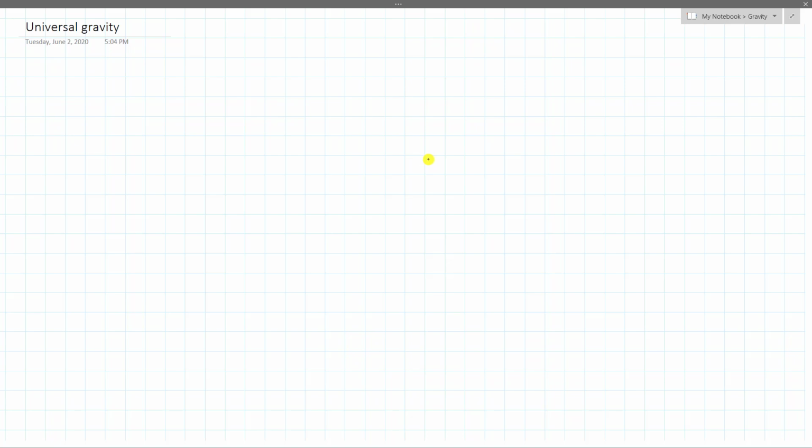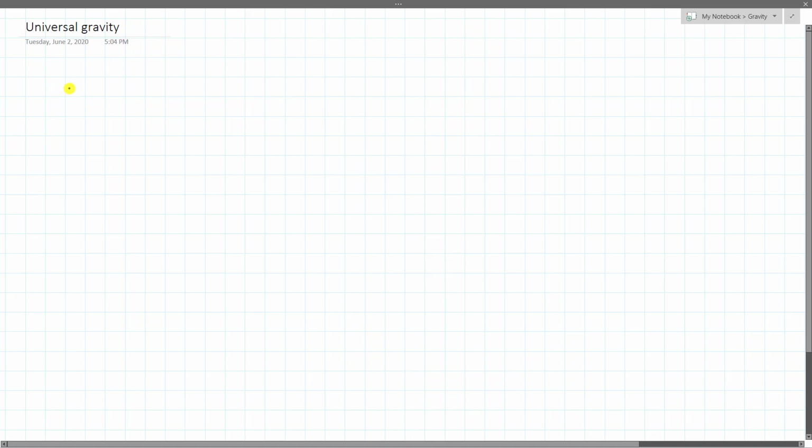So universal gravity only is strong enough if you have a very large scale of mass, and usually that also applies to a large amount of distance. So let's look at an example. Universal gravity, let's have two objects here. This could be the Earth, this could be the Moon. So first we notice there's a distance. This is the center to center distance.